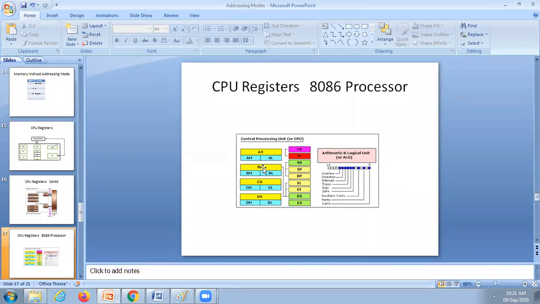Similarly, BX register is again a 16-bit register. 16-bit means 2 bytes, so it is divided into higher byte and lower byte. Byte means how many bits? Respond please. 8, sir. 8 bits. 16 bit means word. Here AX, BX, CX, DX.